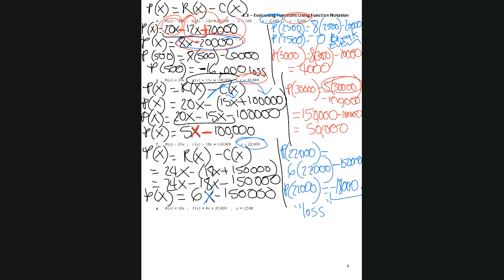So I will leave the next problem for you to solve. The equation for profit, however, try to work it out yourself and see if you can get it. It should be 14x minus 35,000. So this concludes the video. Thank you for watching.